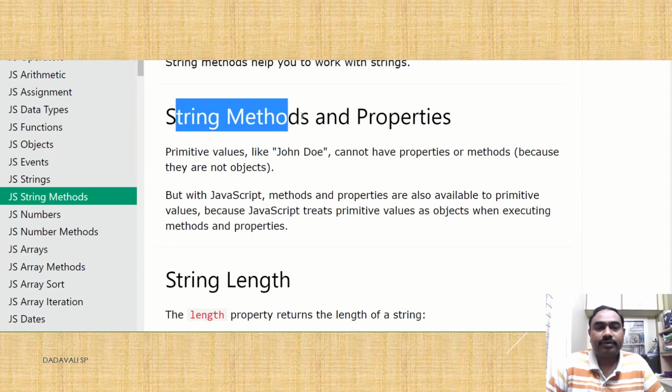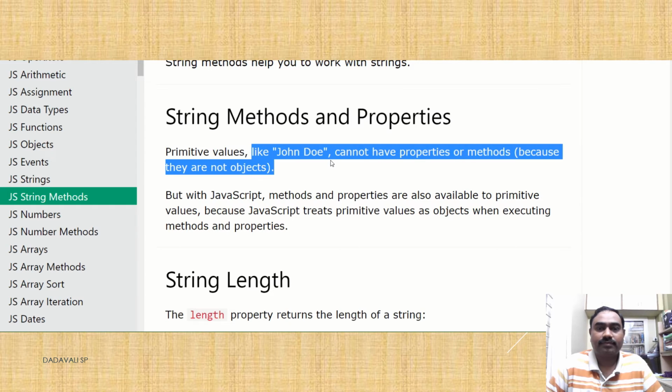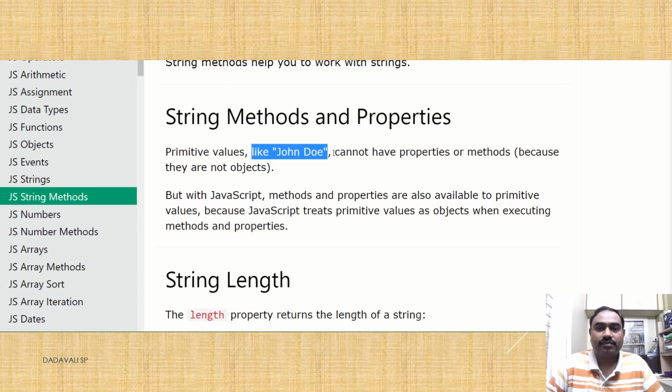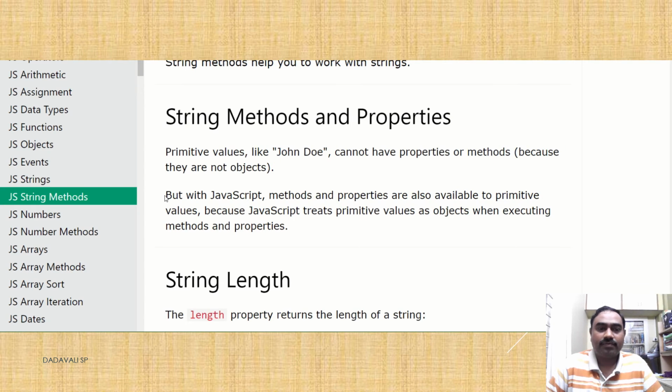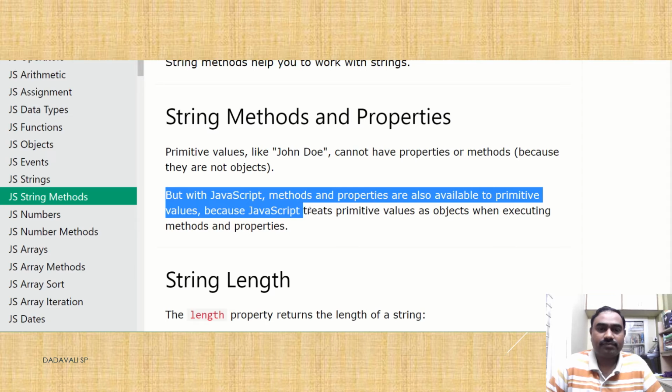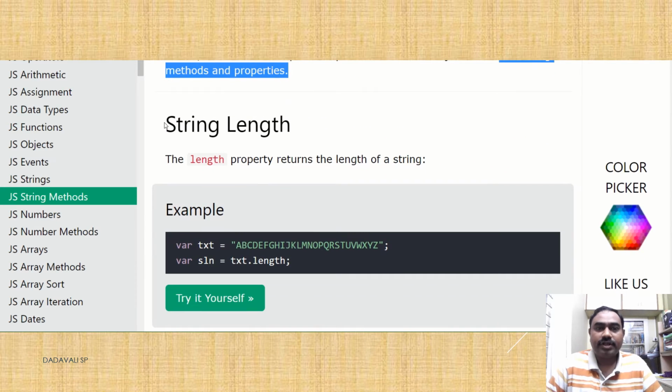String methods and properties. Primitive values like John cannot have properties or methods because they are not objects. But with JavaScript, methods and properties are also available to them when executing methods and properties. Next, string length.